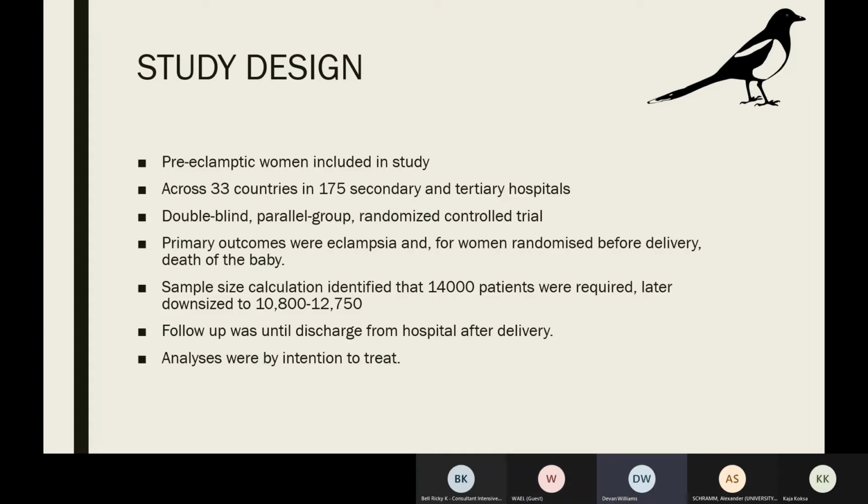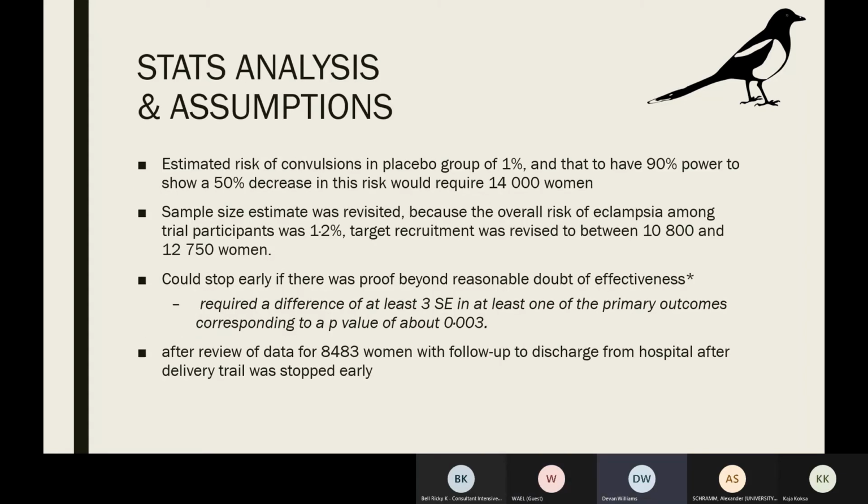Next slide. This is the assumptions that they made to begin with for their power calculations. Essentially, they thought the risk of convulsions was about 1%, and that's why they wanted 14,000, which is obviously a large data set. It turned out that as they were doing this, the overall risk was about 1.2%, so they lowered that power calculation down. I've put this mostly in here because they initially set off saying that they would stop if there was proof beyond a reasonable doubt that magnesium sulfate was either clearly indicated, clearly contraindicated, or there would be no difference.